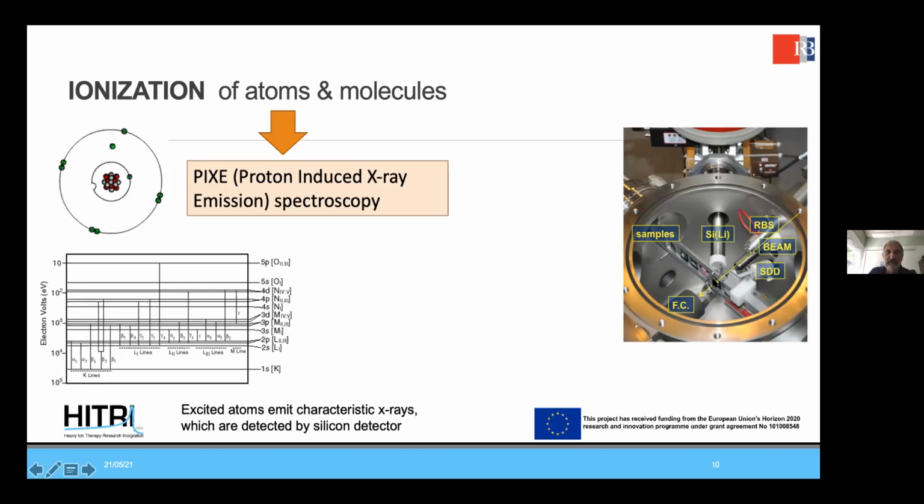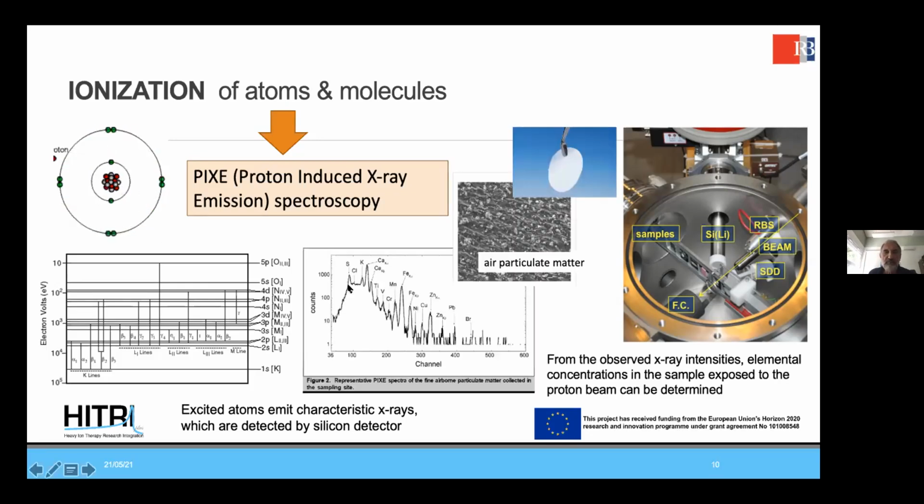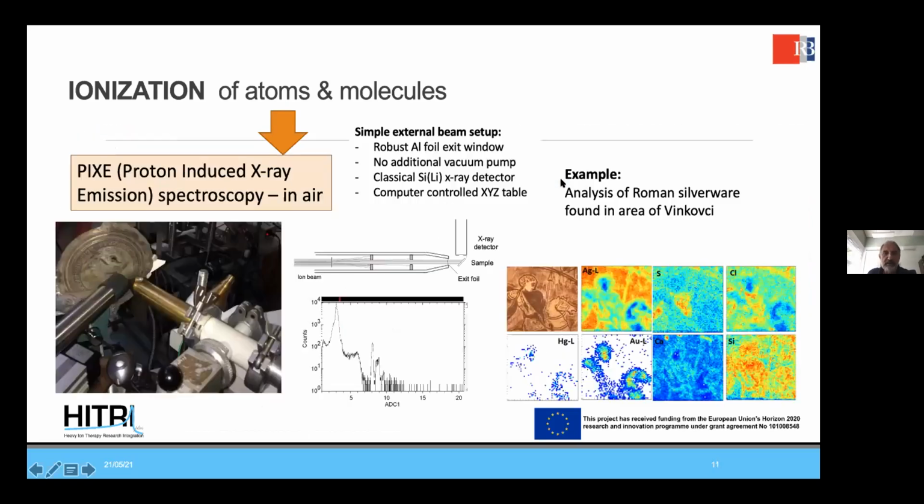You can observe a spectrum of different elements, and each of these peaks refers to one of the elements. These are X-rays in the keV region, from, let's say, 1 keV to maybe 20 keV. This is an example of our particulate matter filter, so this is for air pollution monitoring. Another example is that we could put the beam into the air.